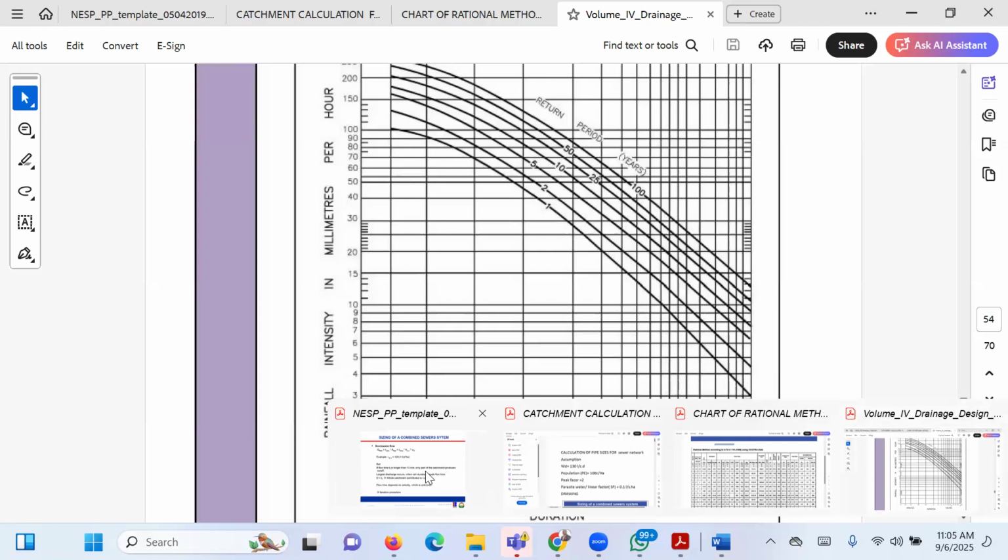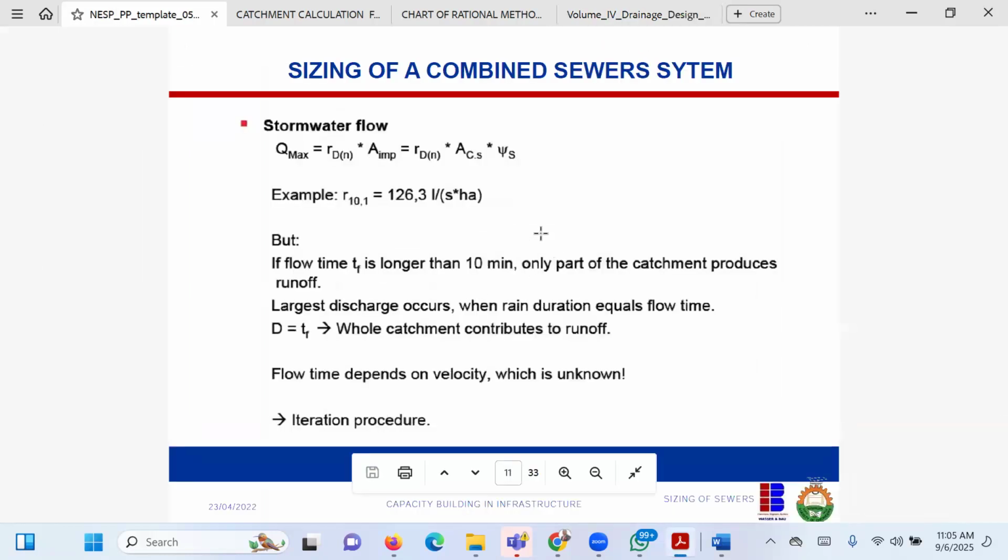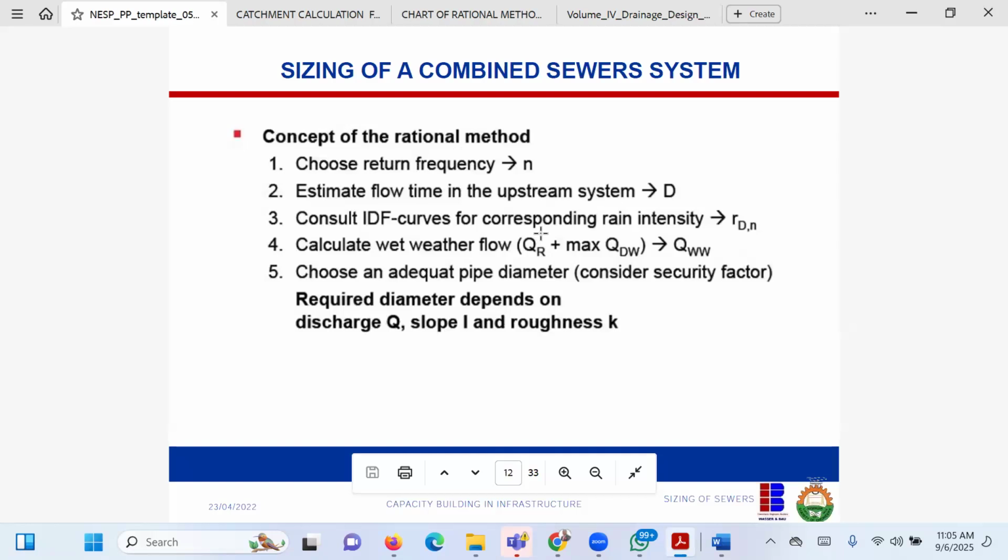Okay, let's go back and finish this. So here, how do you size? Number one, you choose a return frequency, which we have been discussing for the past 30 minutes. Then you estimate flow time, which we said empirically, nominally, use 10. Then you consult your IDF curve.